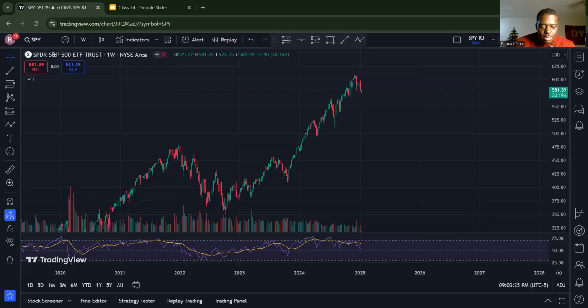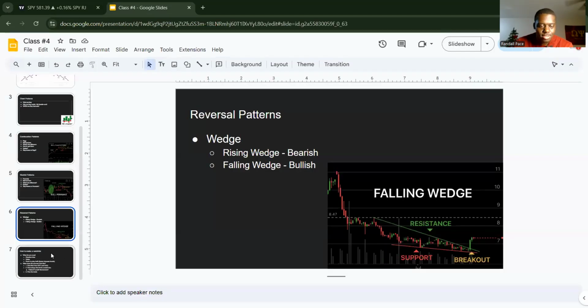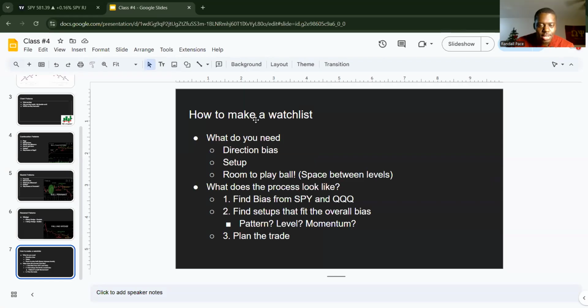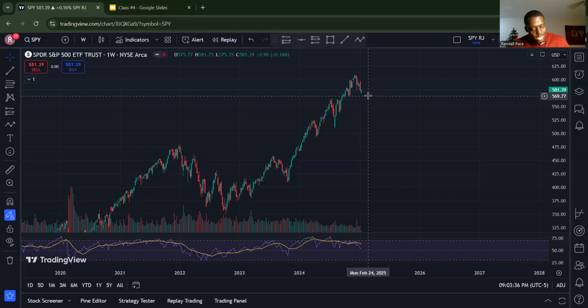If not, unfortunately, we can't make it to the watch list today. That's where the real fun begins, where we're gonna start putting everything together. Next class is pretty much gonna be all about the watch list and talking more about the trend. Understanding the trend is gonna be super important when you're making a watch list.